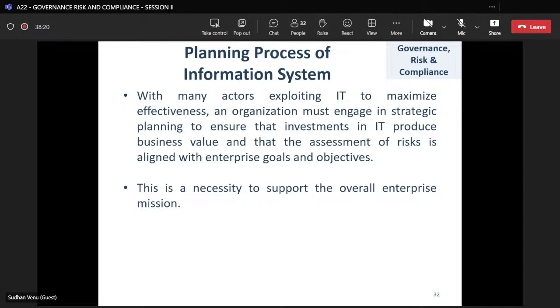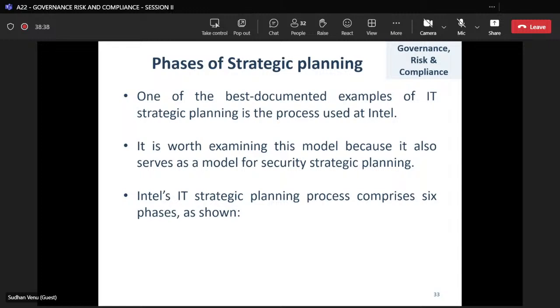That is for exploiting IT to maximize effectiveness. An organization must engage in strategic planning to ensure the investments in IT produce business value, and the assessment of risk is aligned with the enterprise goals and objectives. This is necessary to support the overall enterprise mission if you are making those planning activities. Once the planning phase is completed, we have various phases of the strategic planning: planning, decision making, and measuring.